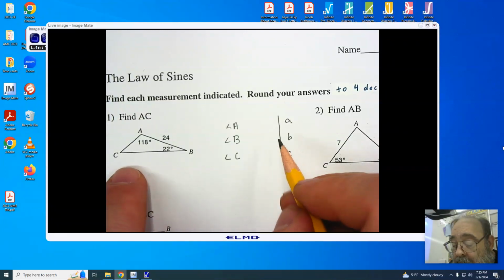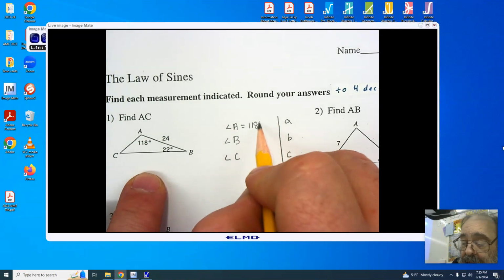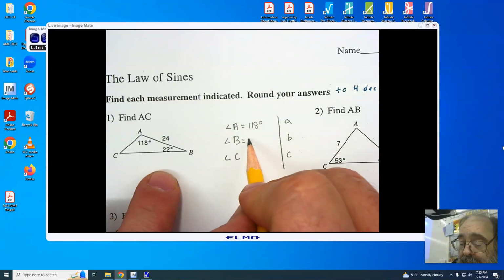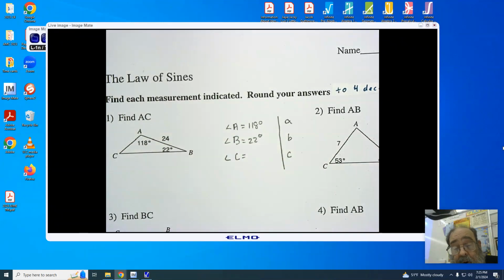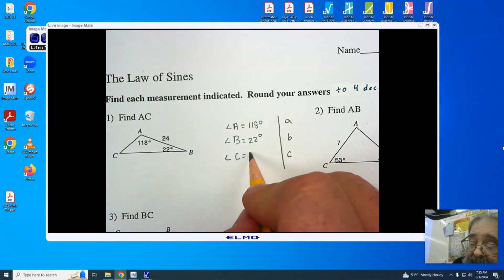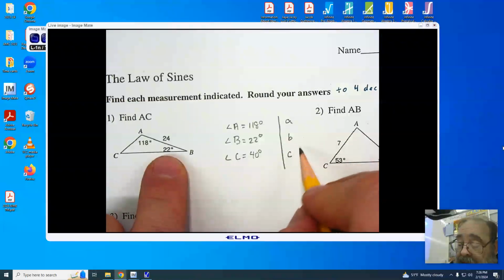We therefore know that if I have angle A is 118 degrees, angle B is 22 degrees, I can find the measure of angle C, and it will be exact by simply remembering that a triangle has 180 degrees in it. So by working with 180 minus 118 minus 22, I find that this missing angle is 40 degrees. I also know that side C is 24.